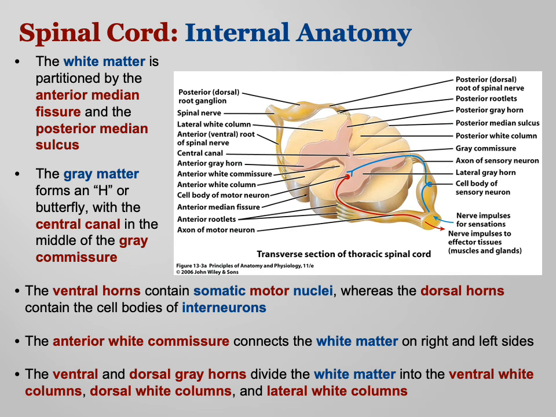Now, why are they called columns? Well, notice we've just taken a slice of the spinal cord here, but the spinal cord, remember, is a big giant column that goes all the way up and down your back. So, in reality, those are big giant columns of white matter. So again, we have the ventral white column, the dorsal white column, and the lateral white column. And here's something I might ask you about again later. Why are the ventral horns wider than the dorsal horns? Yeah, they've got all those cell bodies of the motor neurons, whereas the dorsal gray horn has the cell bodies of the sensory neurons.